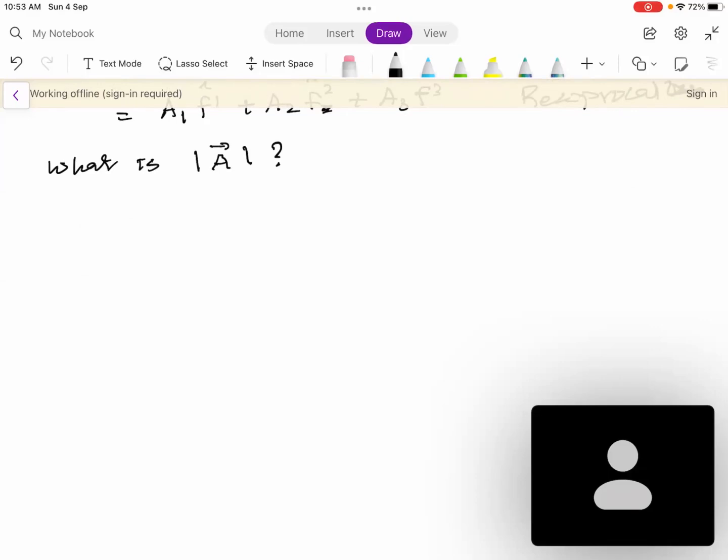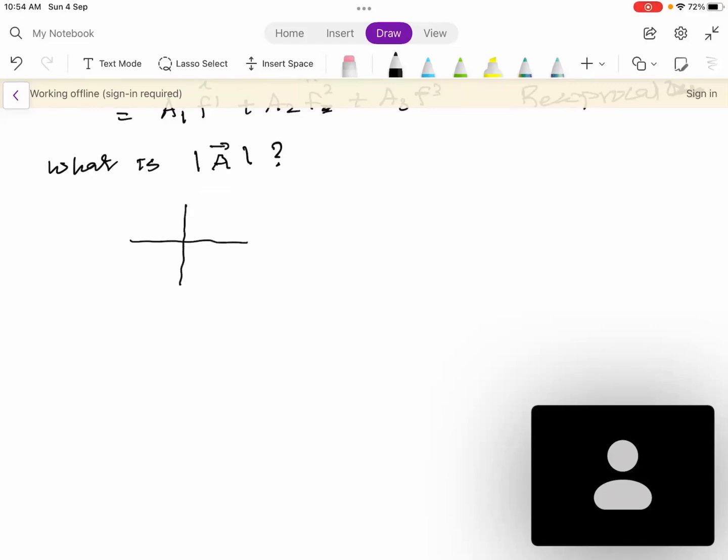Is it an easy question or a difficult question? Since we don't have an orthonormal basis, it can't be the sum of squares of the components. Correct. Yes, that is right. So let's look at some simple example.